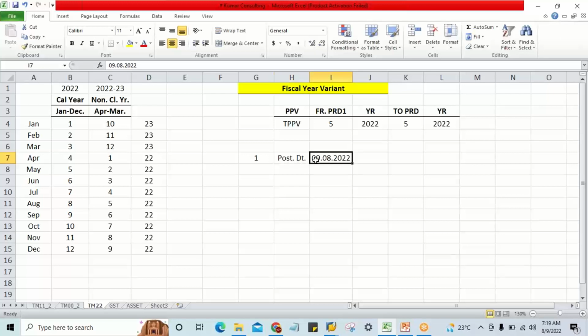Whenever transactions are going to be posted, guys, the transaction will be posted against a particular company code. Now SAP is going to find out for which company code this transaction is posted. So this transaction is going to be posted for Tata Motors. Tata Motors means TM22, that is our company code. CC means company code.